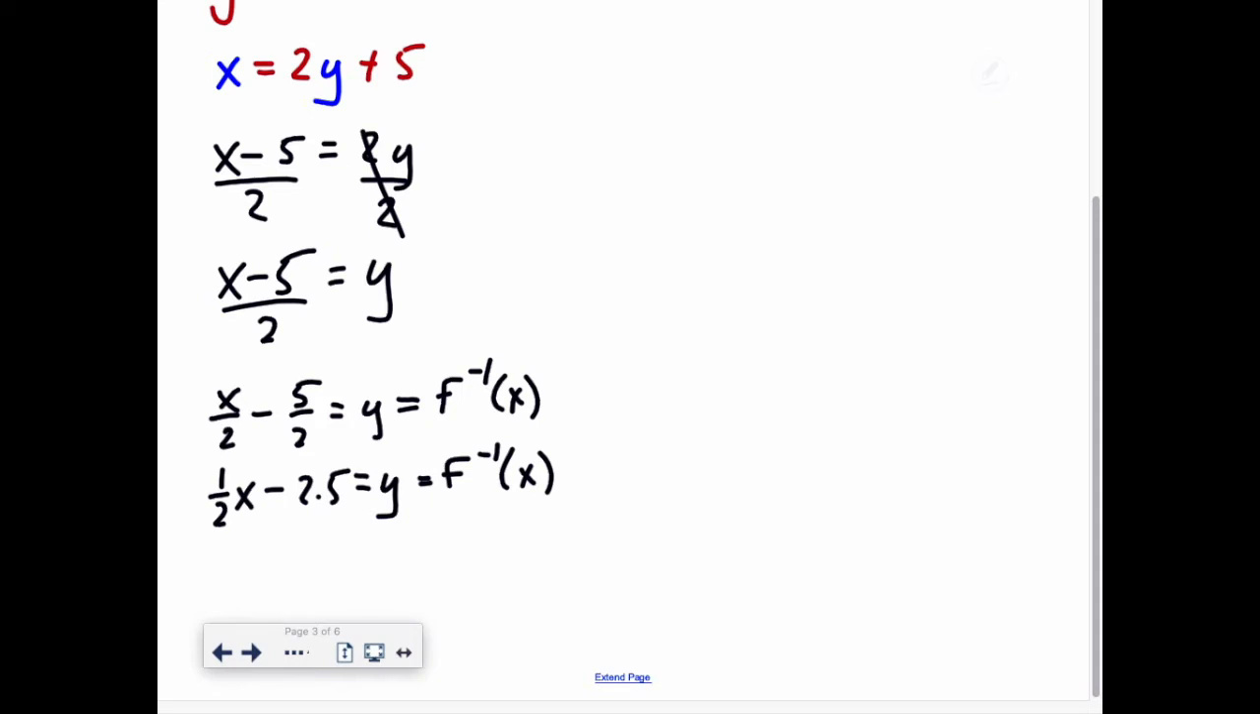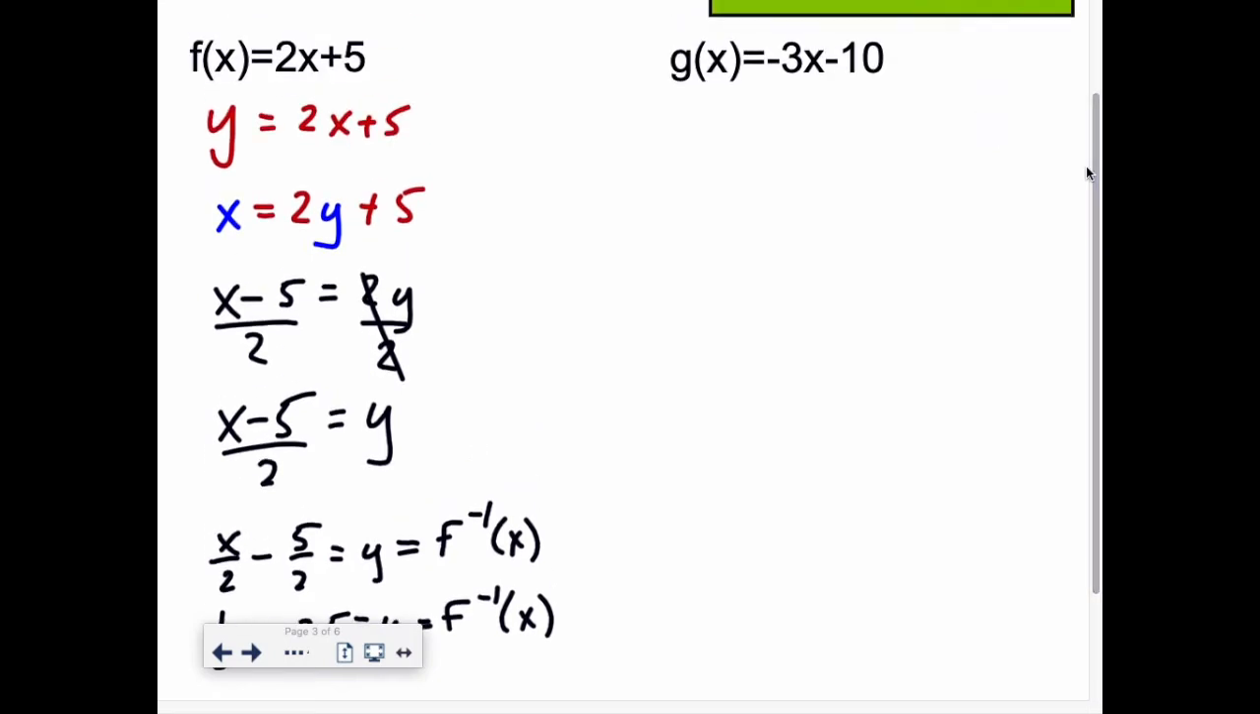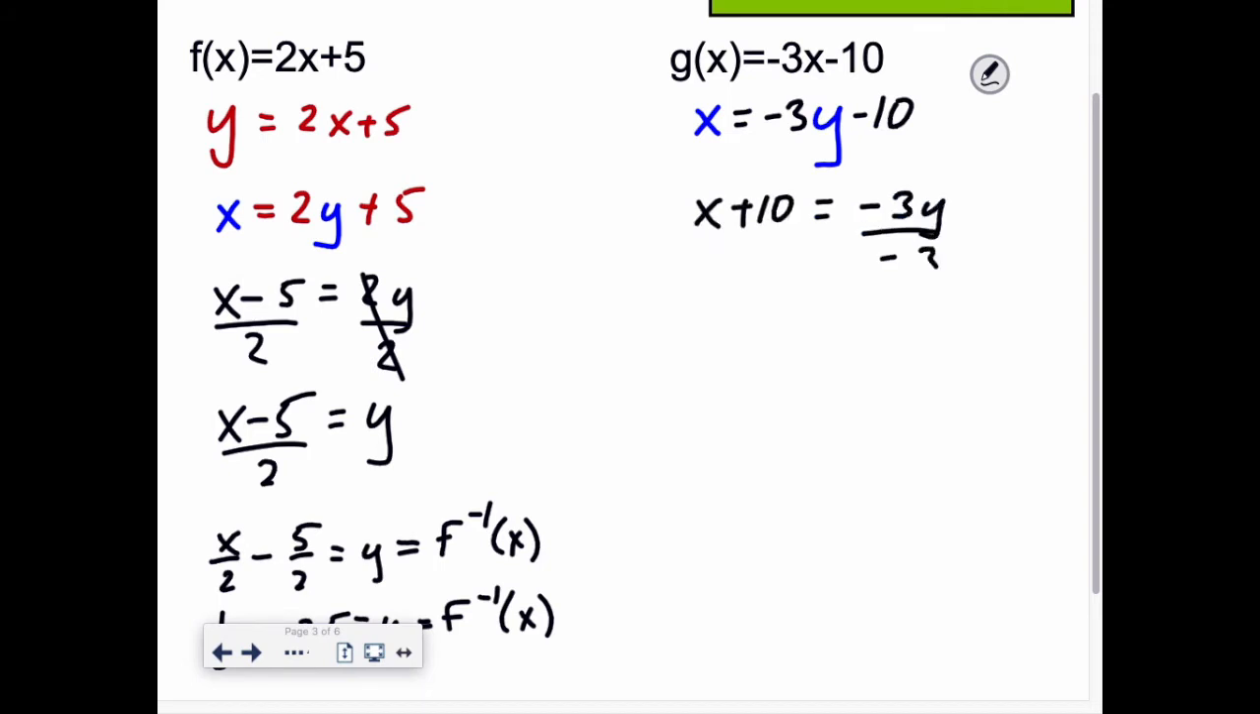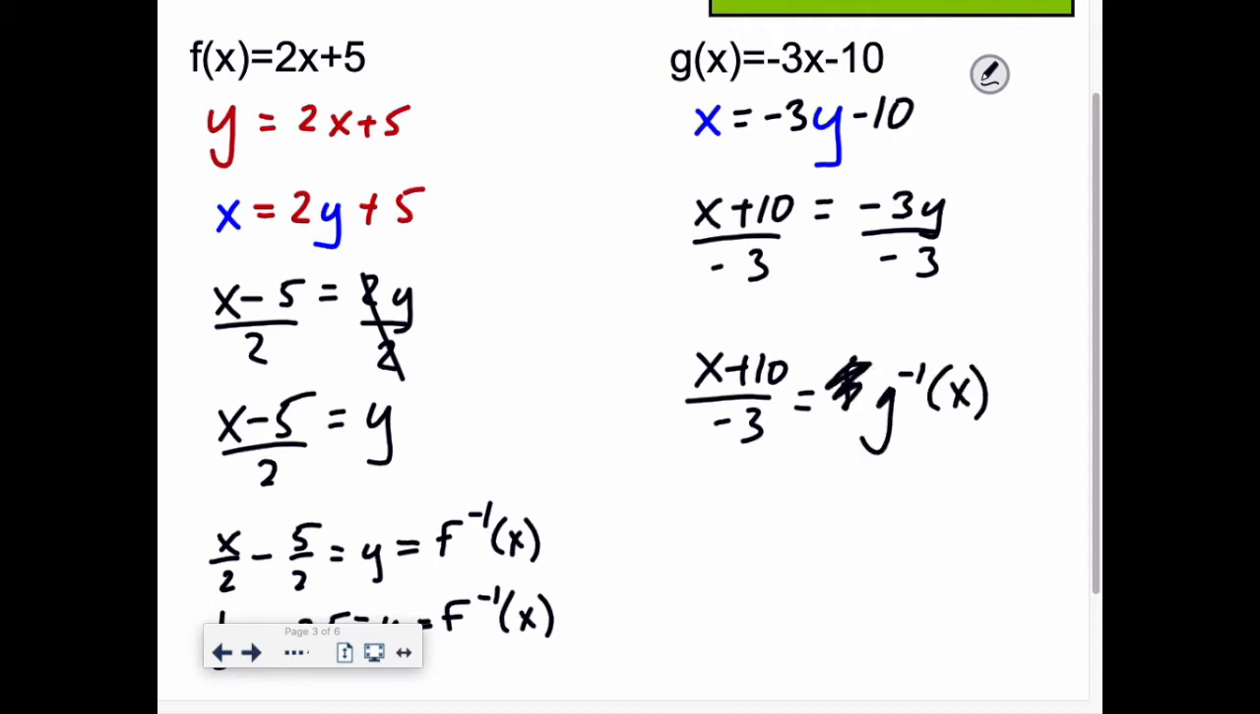Now, let's solve out the other one. First step, I'm going to switch my x and my y. Then I'm just going to write the rest of it. x equals -3y minus 10. Add 10 to both sides. Divide by -3 on both sides. x plus 10 over -3 equals g inverse of x. And that's the inverse.